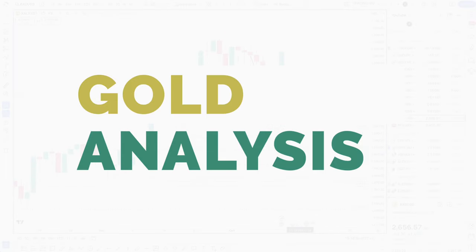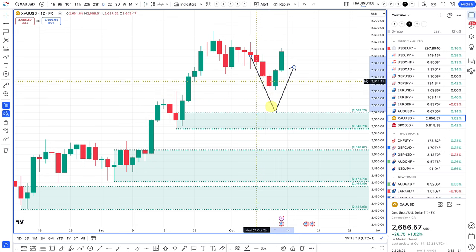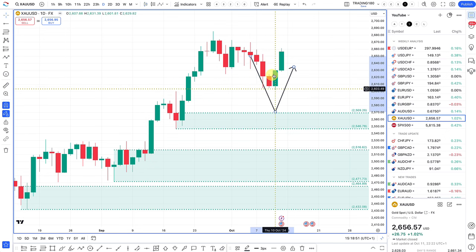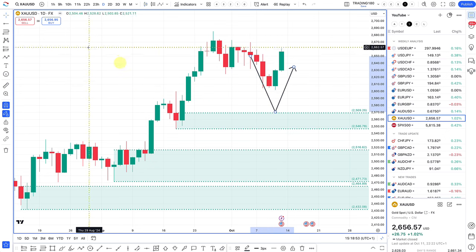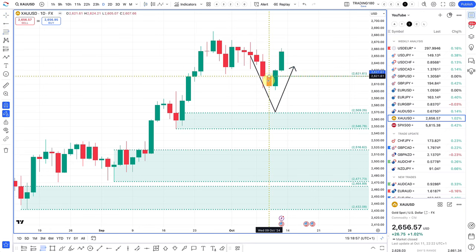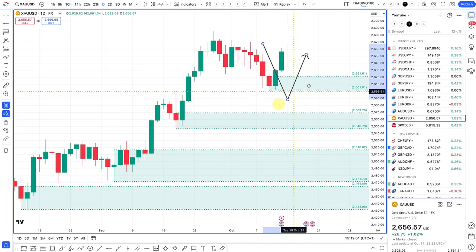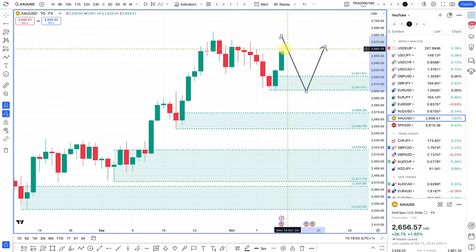Moving on to gold, and gold was waiting for a bit more of a pullback before looking to get in long. I'm actually in long in silver, so didn't get in on gold. I got in on silver. There really wasn't a setup here, but now that we've created a bit of a demand zone in this area, you can now start to look for a bit more of a pullback into this zone here, if you want to look for a buy trade on gold.